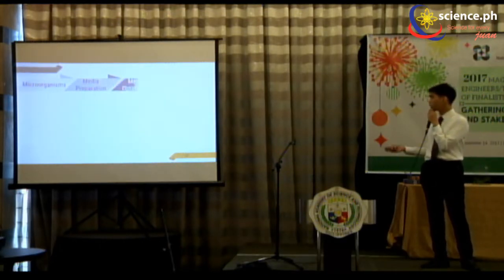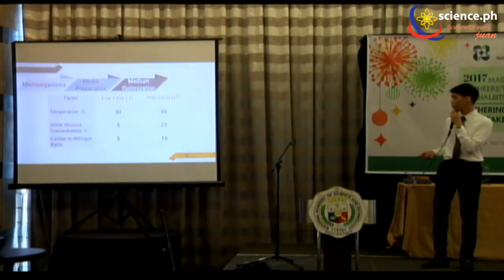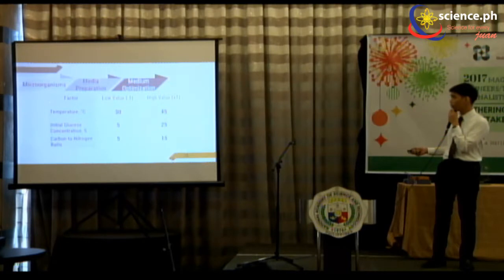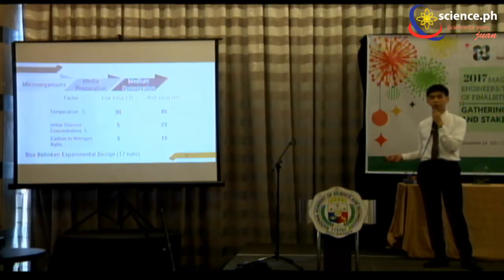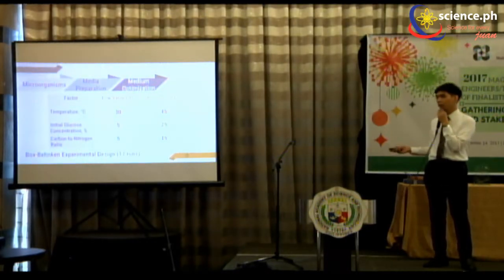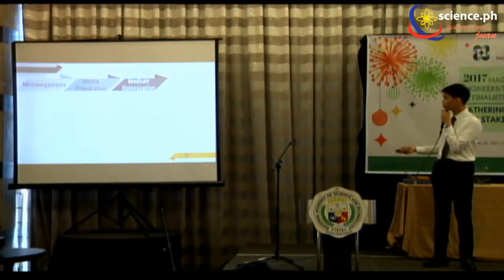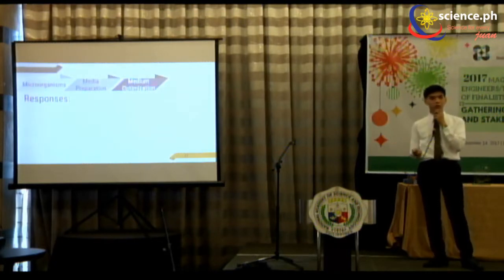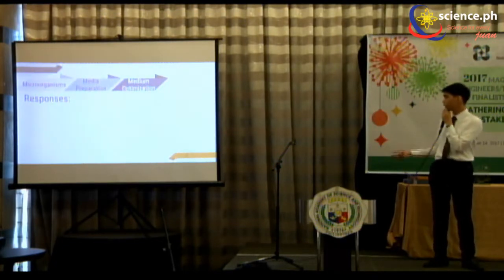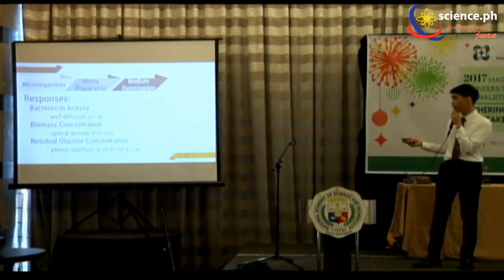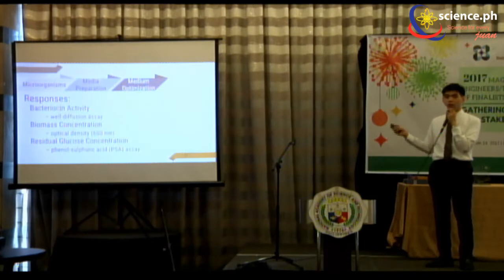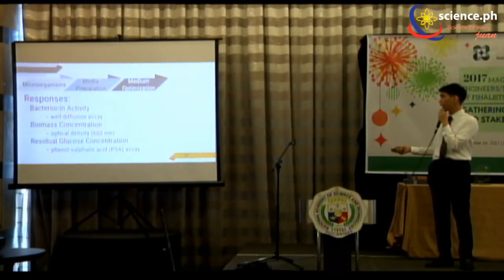The fermentation medium was the rice bran extract supplemented with glucose for the carbon source and ammonium sulfate for the nitrogen source. The rice bran extract was prepared by boiling 300 grams of rice bran in 3 liters of distilled water. The medium optimization was performed using the following low and high values for the factors of temperature, initial glucose concentration, and carbon to nitrogen ratio. And a Box-Behnken experimental design with a total of 17 runs was utilized in order to optimize the medium. Also, 3 responses were measured throughout the study, and these were bacteriocin activity, biomass concentration, and residual glucose concentration. And they were all measured using their corresponding assays.